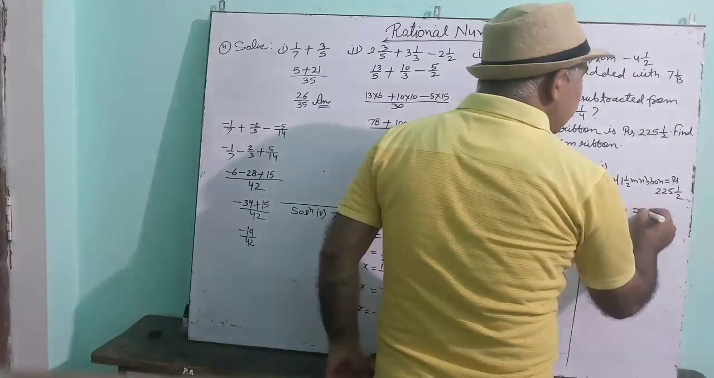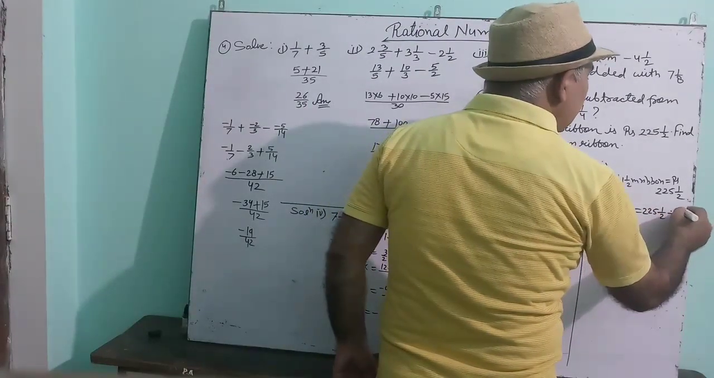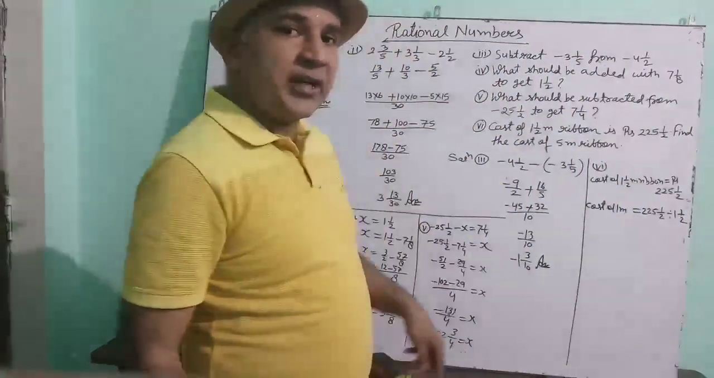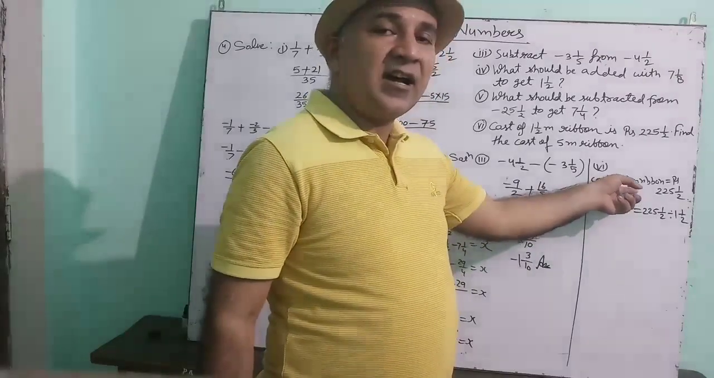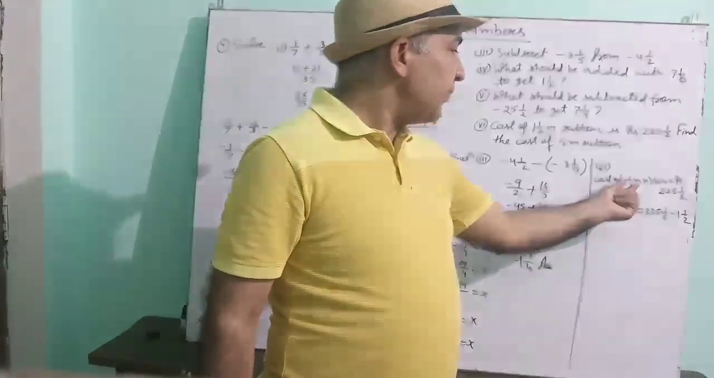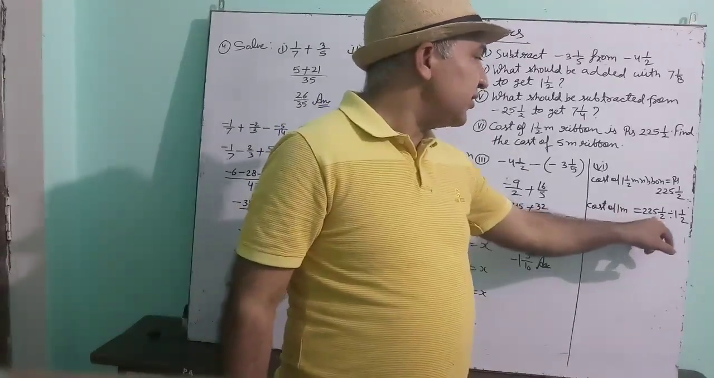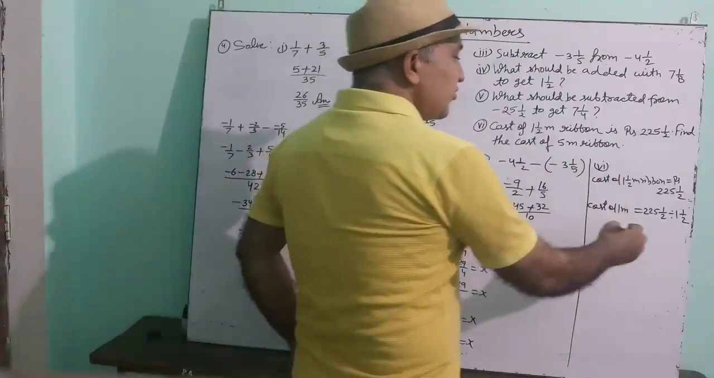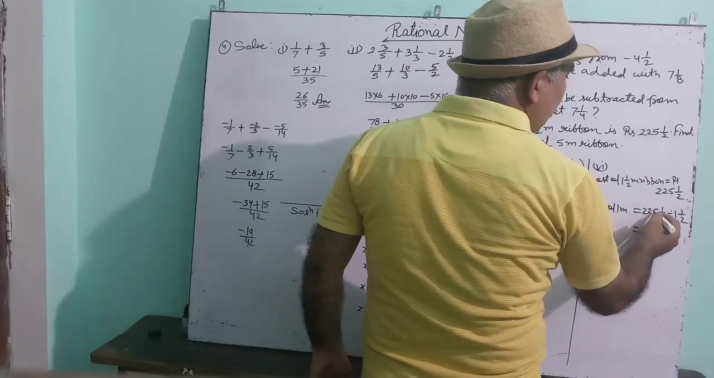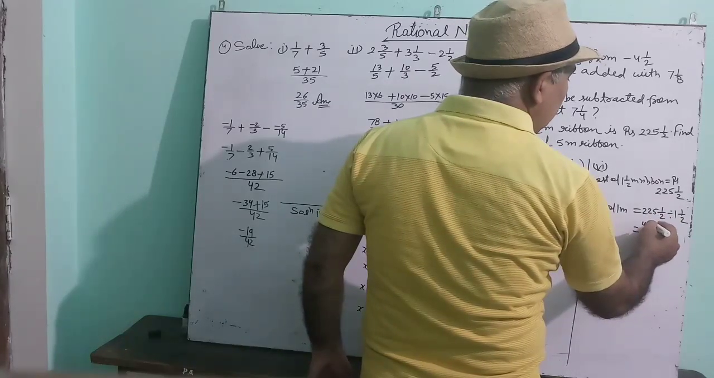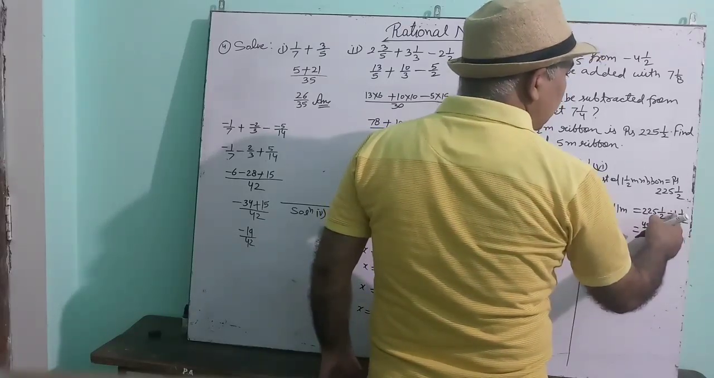So this cost will be divided by 1.5. Try to understand. We are going to find the cost of 1 meter while the cost of 1.5 meter is given. So 1.5 is more than 1. That is why when we are getting the cost of 1, the cost is divided by 1.5. First solve it and then find your answer. 225 into 2 is 450 plus 1, 451 divided by 2. Divided by 2 into 1, 2 plus 1, 3.